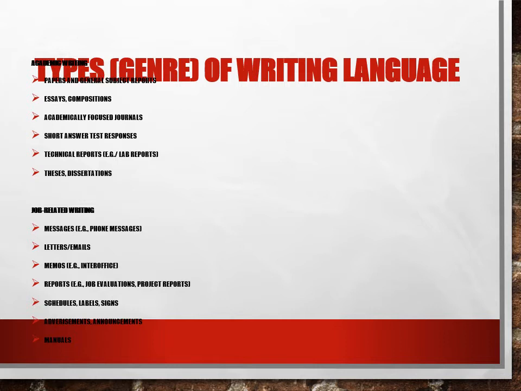Second point is job-related writing. Job-related writing consists of 7 points. First point is messages or phone messages. Second, letters or emails. Third, memos and so on. Fourth, reports or job evaluation project reports. Fifth, schedules, labels, signs. Sixth, advertisements, announcements. And last, manuals.